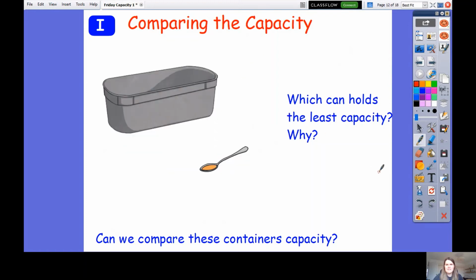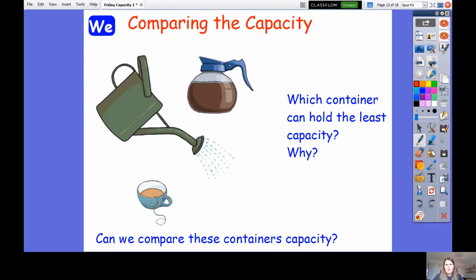Which one has the least capacity? A steel tub or a teaspoon? The teaspoon. Why do you think the teaspoon? Because that would have a smaller amount of water or substance in it. Fantastic. Okay, next one. Which container holds the least capacity?